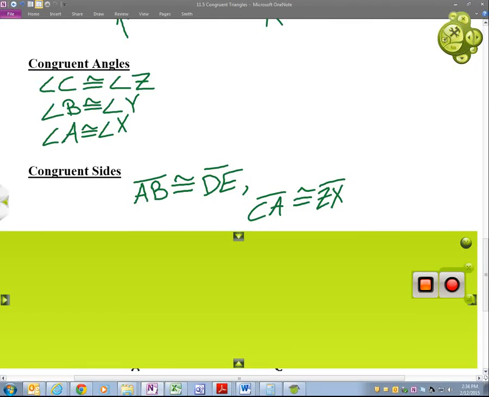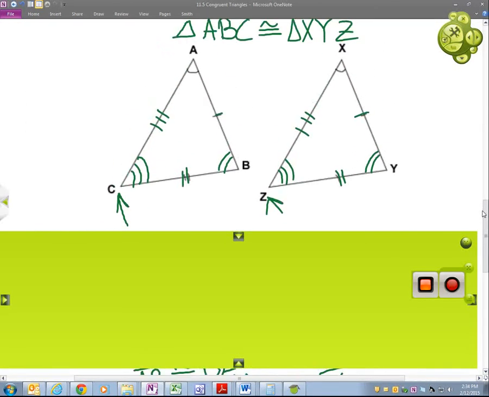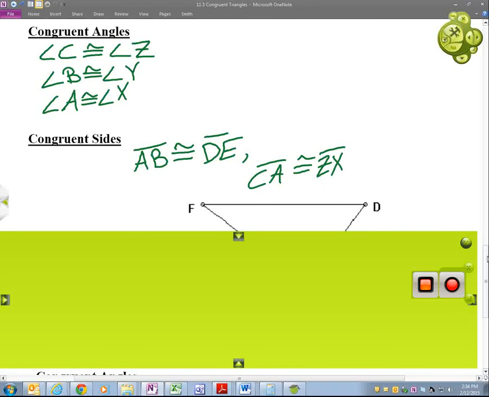Where'd I go? Did I lose my spot? Oh, wait, I thought we were on the bottom one. That might be the problem. I got mixed up. Yeah, because I thought that we were on this side. I thought we were on the bottom one. So that's why I said D and E and A. Okay, that's why I messed up.